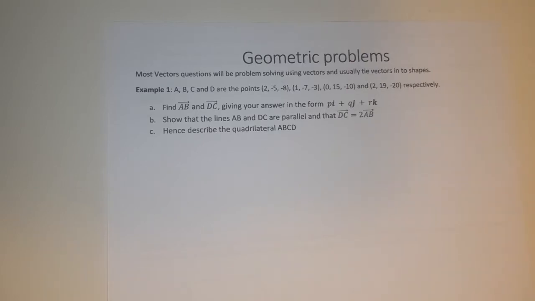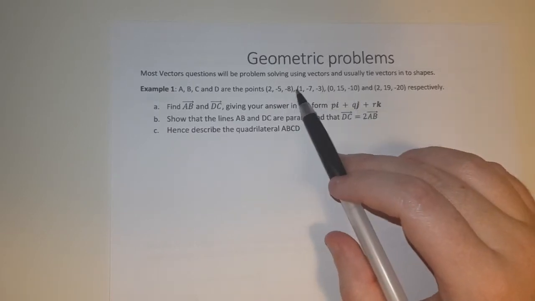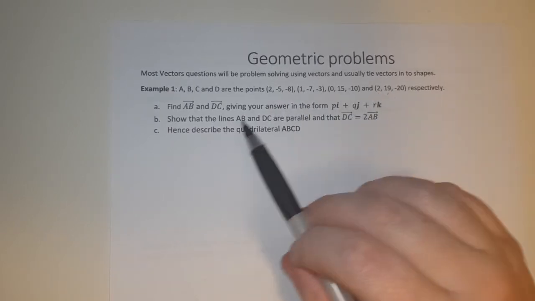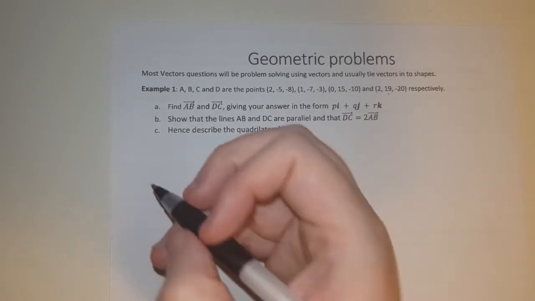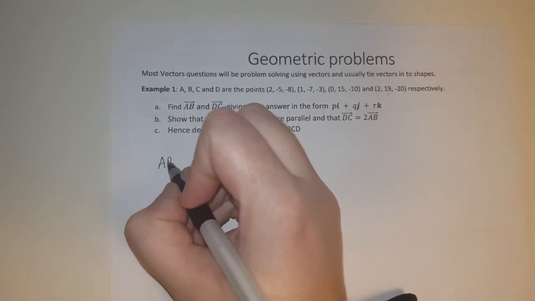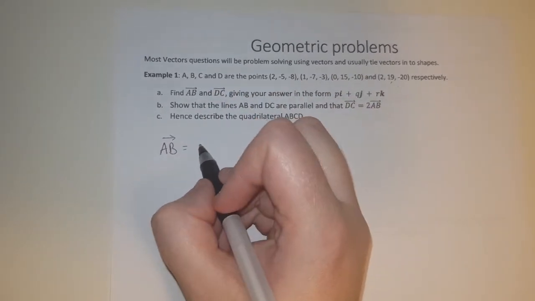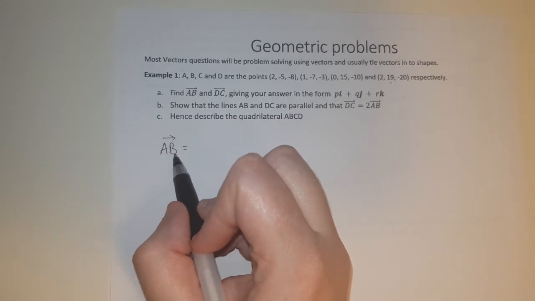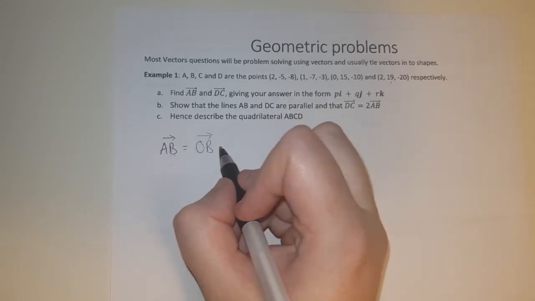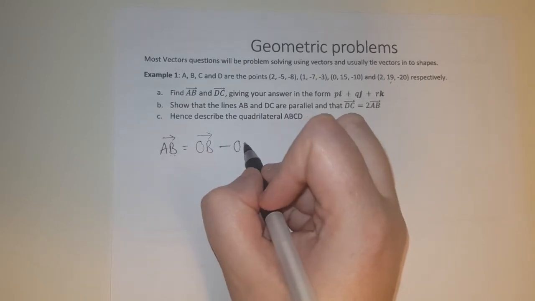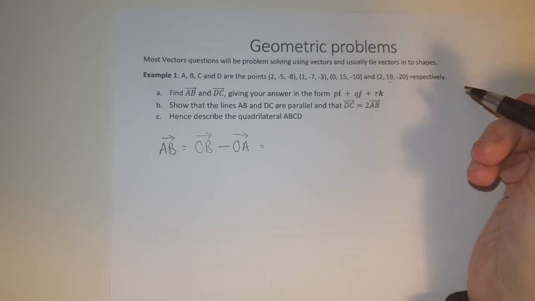So you've got A, B, C and D, the points given in the order. So this one's point A, point B, point C, point D. We want to find AB and DC. Now remember, for the first one, AB is the vector to B, so that's OB, because remember they're all rays from the origin, minus the vector to A, so minus OA. So first of all, we need to know what OB and OA are.